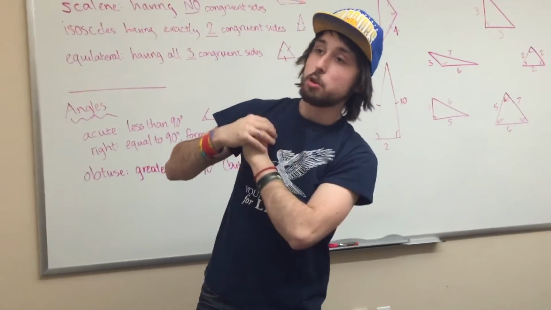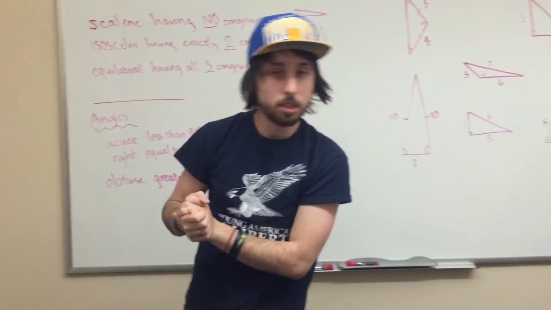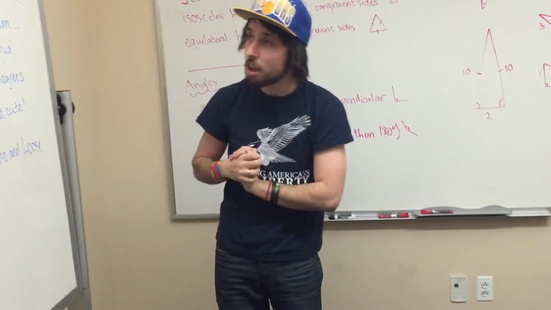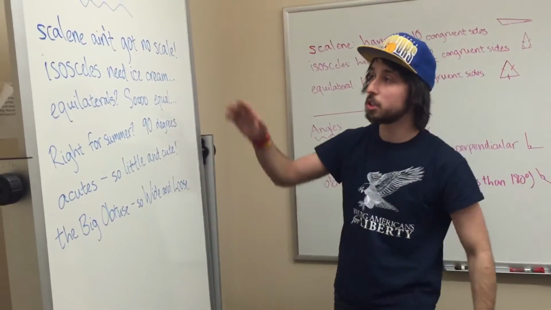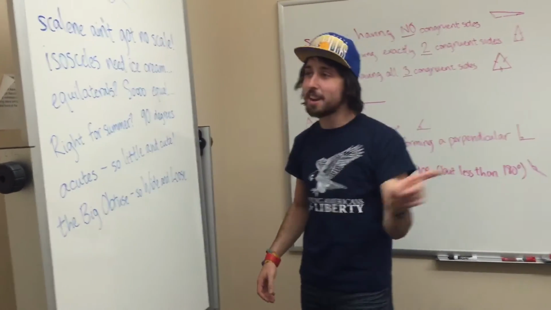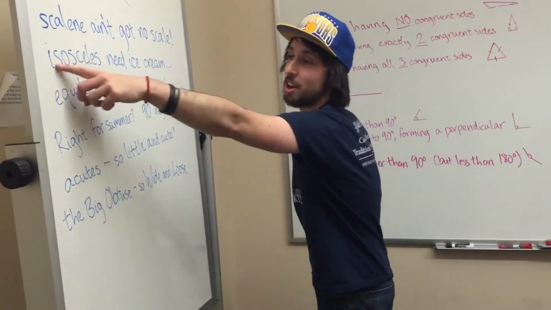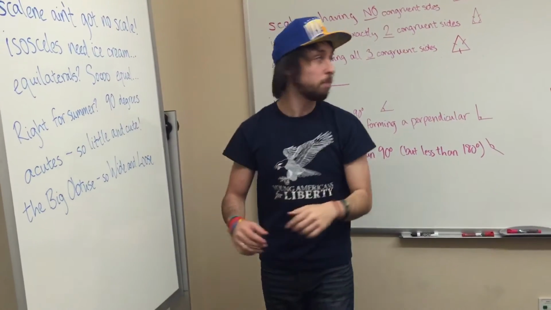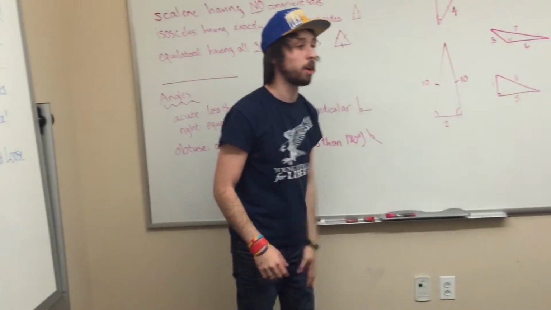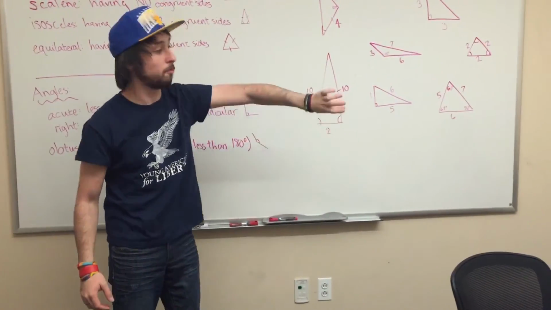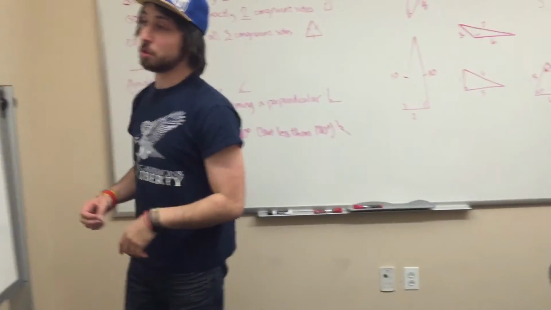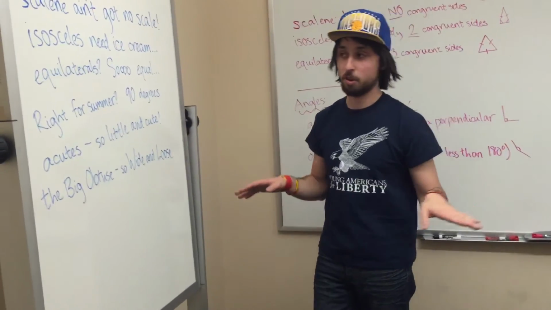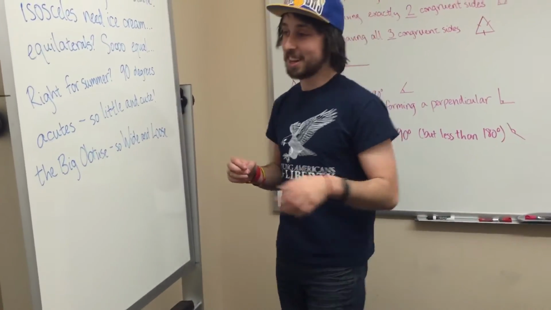What we're going to do now is we're going to do a chant. This is a little song that should help you guys remember what we've talked about today. I know this is a really fast lesson. So, Scalene ain't got no scale. Isosceles need ice cream. Why? Because it kind of looks like a cone, right? Like if I took an ice cream in the summer and I just plopped it over. Next is equilaterals. So equal. That's the best I can do for that one.